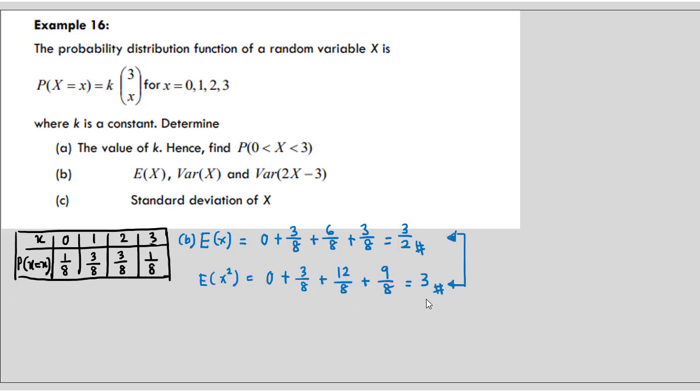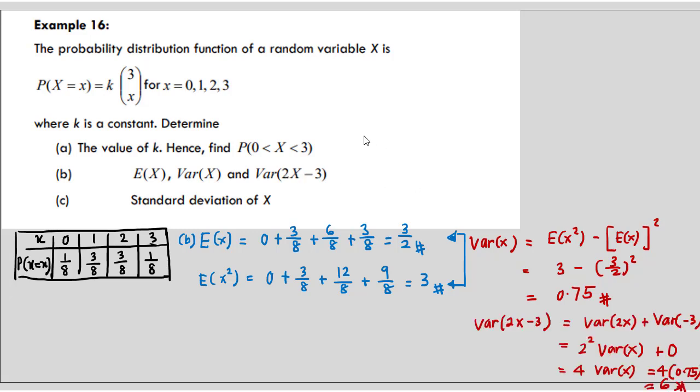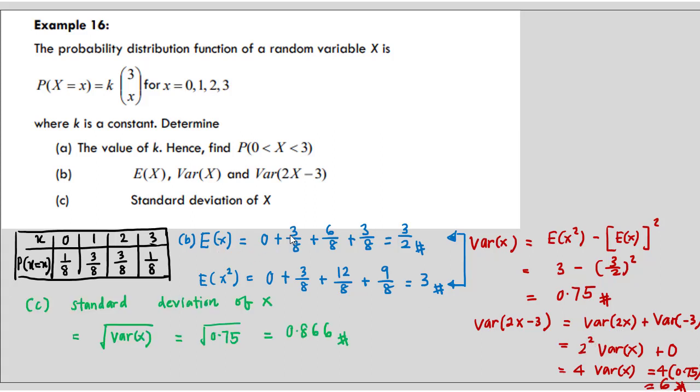These are the two components in figuring out the variance, so I get 3. And when we figure out the variance, you get 0.75. I believe that you have no problem with it. What I need to highlight is the variance of 2X minus 3, where mistakes always occur among candidates. We have to know that the variance of 2X minus 3 is separated like the variance of 2X plus the variance of negative 3. Do not forget about the negative 3: the variance of negative 3 is a constant, so it is 0. And lastly, you substitute the 2 here and do not forget to square it. Lastly, you get 6.